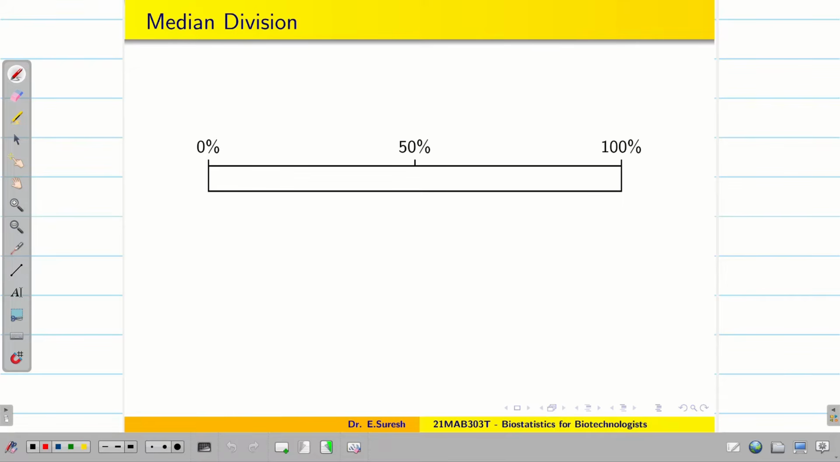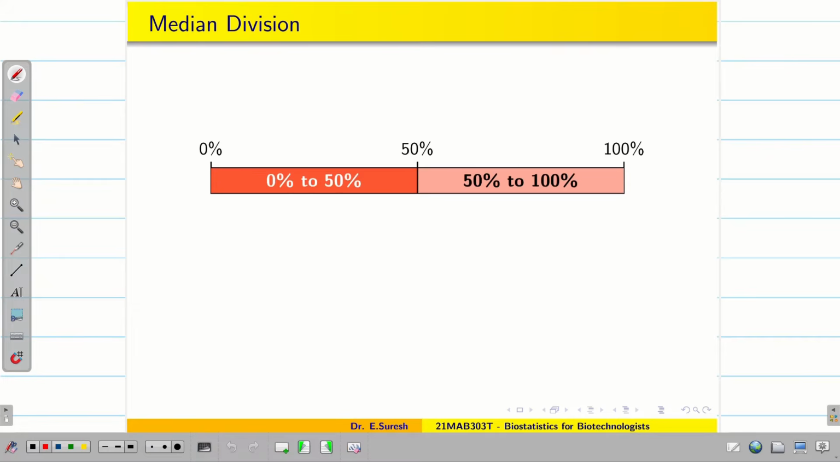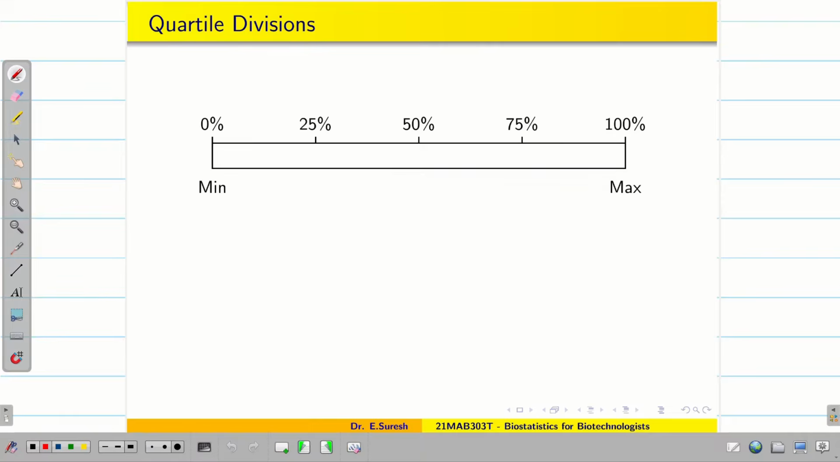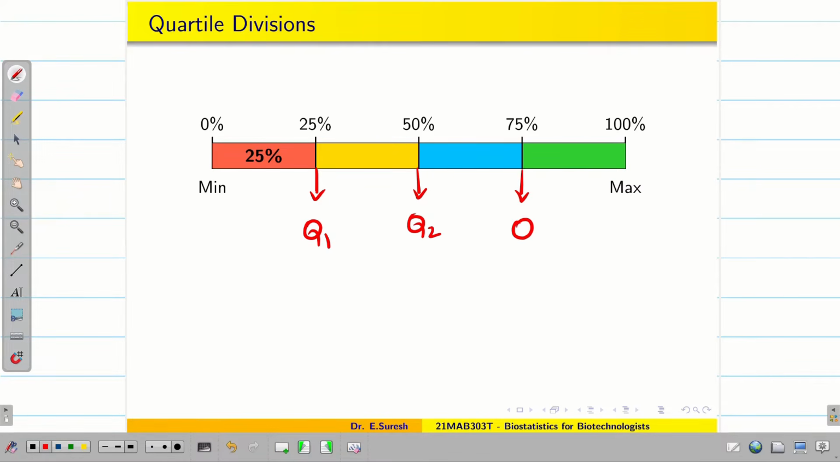Just a quick recap, if I take 100% and split it into two equal halves, I will say this midpoint is my median and I notate this as Q2. Now, instead of splitting into two equal halves, if I split into four equal halves like this, then the 25th percentile I will call Q1, the 50th percentile Q2, and the 75th percentile Q3.